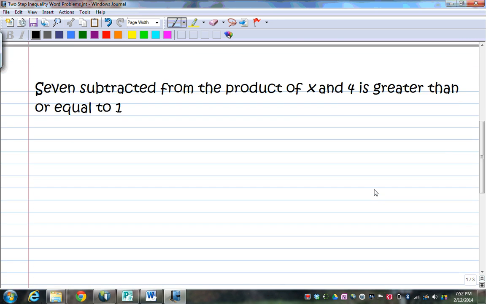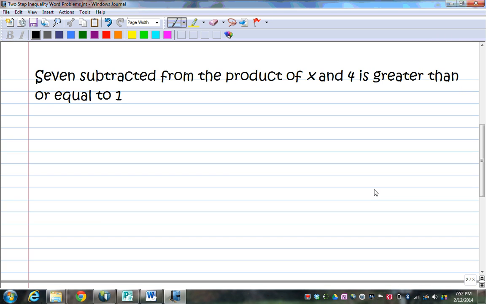Okay, moving on. Try this one on your own. Pause the video. Okay, 7 subtracted from the product of x and 4. Product is multiplication, so x and 4 would mean 4x. 7 subtracted from this would give you that, and then is greater than or equal to 1.